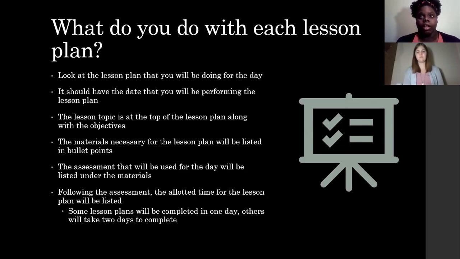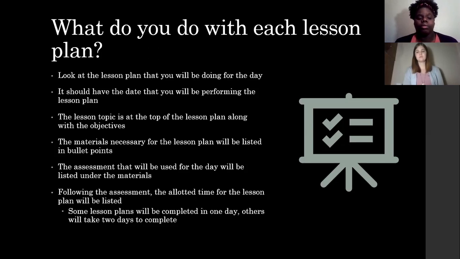So the day of, you're not looking like a deer caught in the headlights. And then the assessment that will be used will be following that. So after you have your materials, you'll talk about what you're going to do to assess that your students have actually grasped these objectives, have actually learned what it is they should be learning. And assessments, remember, they're not just tests or quizzes, but they can be simple things to just get an understanding of where your students are.